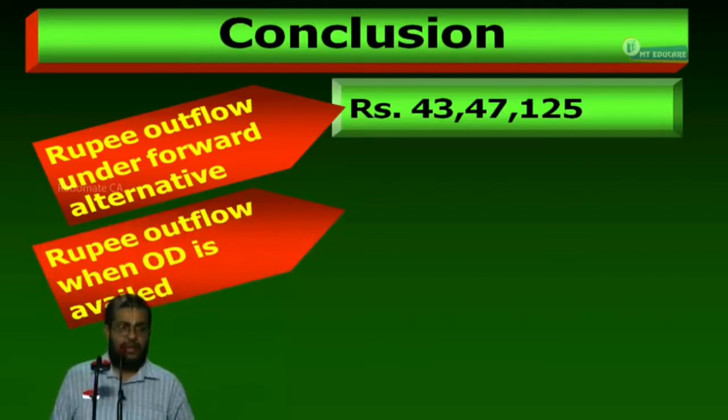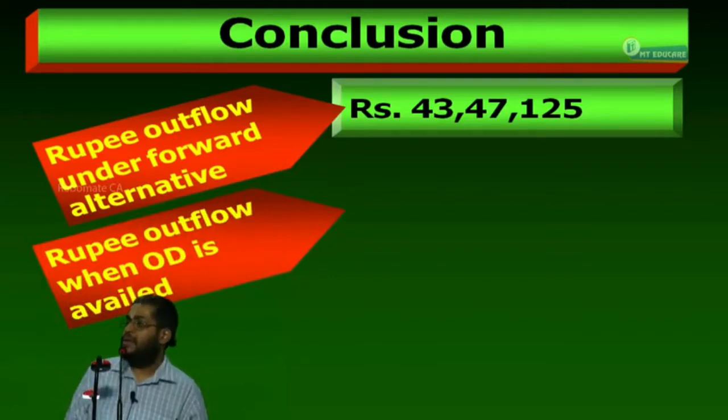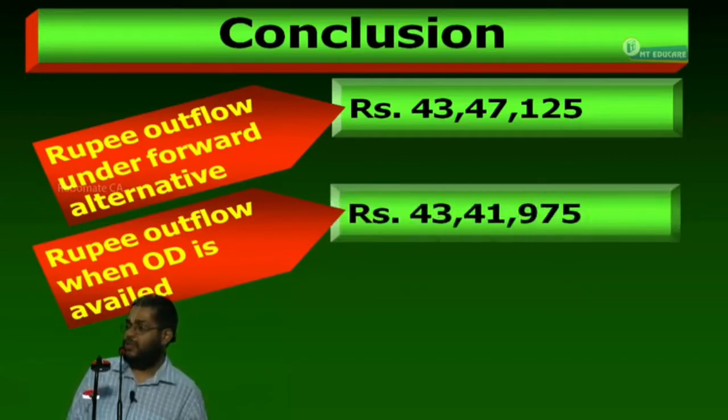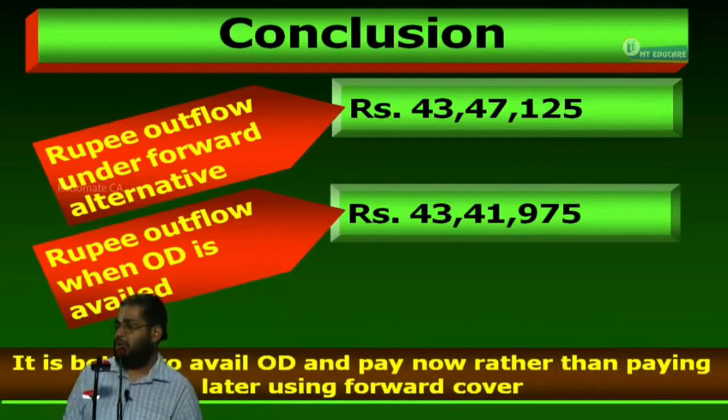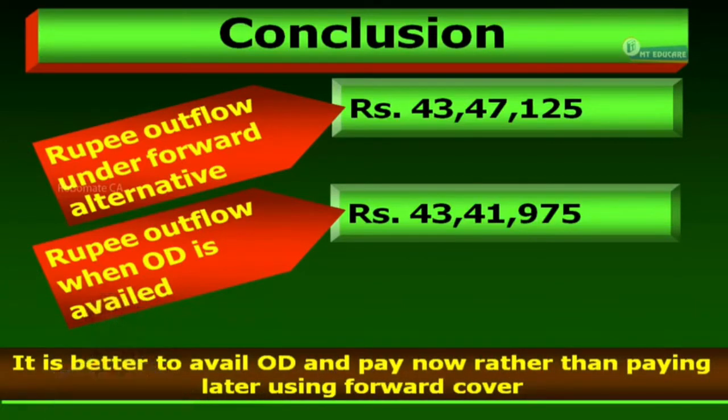Spot payment using OD: 43 lakh 41,975. Tell me, which is cheaper here? It is better to avail OD and make spot payment. Conclusion: select spot payment with OD.